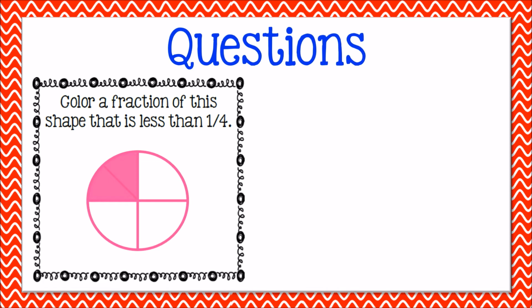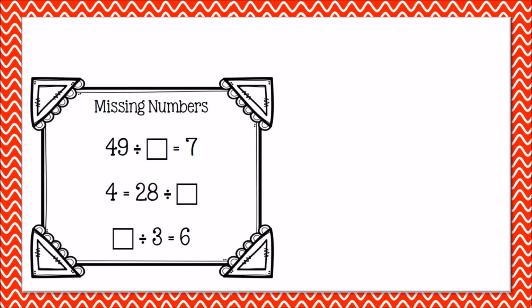Now that we've looked at 1/4 of this circle, it's easy for us to find something smaller or less than 1/4. And let's change it back, and we can color one of those eighth size pieces because 1/8 is smaller or less than 1/4. All right, now for the one that gives everybody the most trouble, missing numbers.